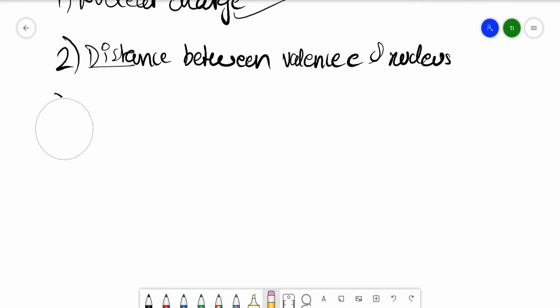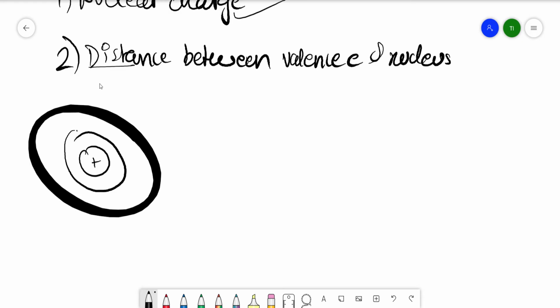So the distance between electrons. This is a positive nucleus. Let's assume the Bohr model for this. Let me draw a larger cross so you can see it. So there's two electrons there and one electron here. So the distance between this and this: the further away the valence electron is from the nucleus, the weaker the nuclear attraction. This is a key term that you always have to give reference to.